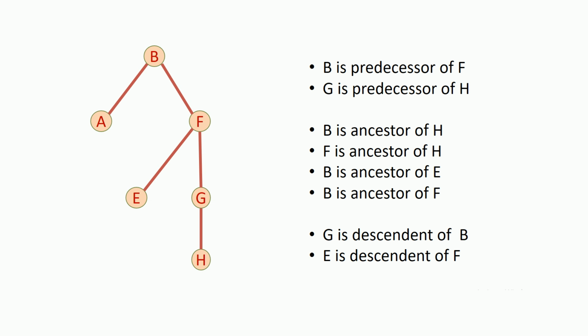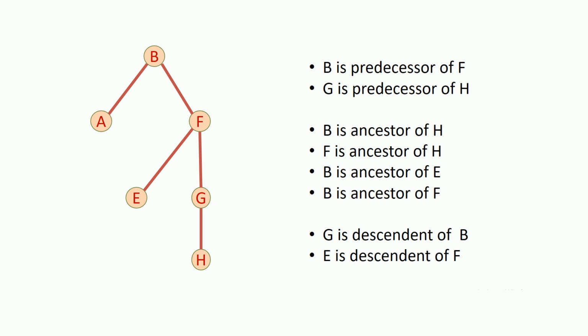In a graph, if vertex V is discovered by exploring U vertex adjacency list, then we call U is predecessor of V. For example, for this graph, B is predecessor of F. And we can say that G is predecessor of H because we know that H is going to be discovered by exploring G's adjacency list.